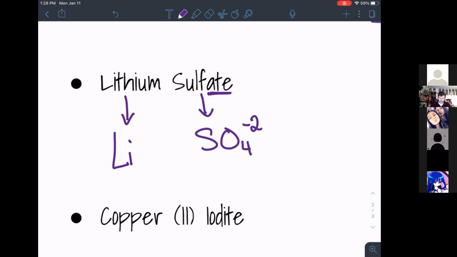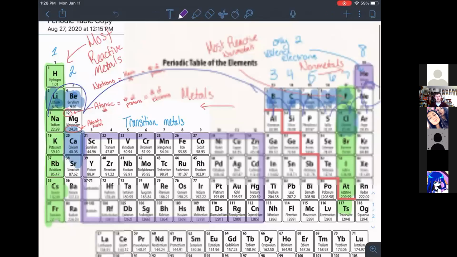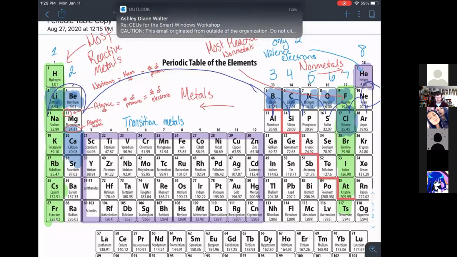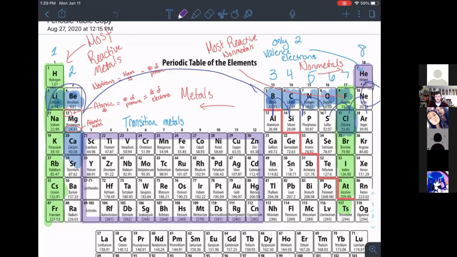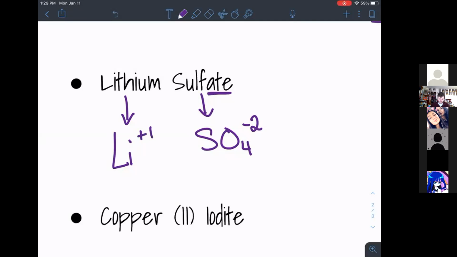+2. So let's double check that one. Let's look at our periodic table. Where's lithium? What's the atomic number? Atomic number 3, which means how many valence electrons does it have? It just has one valence electron. So in order to become stable or happy, it's only going to lose one valence electron. So it's only going to have a +1 charge.